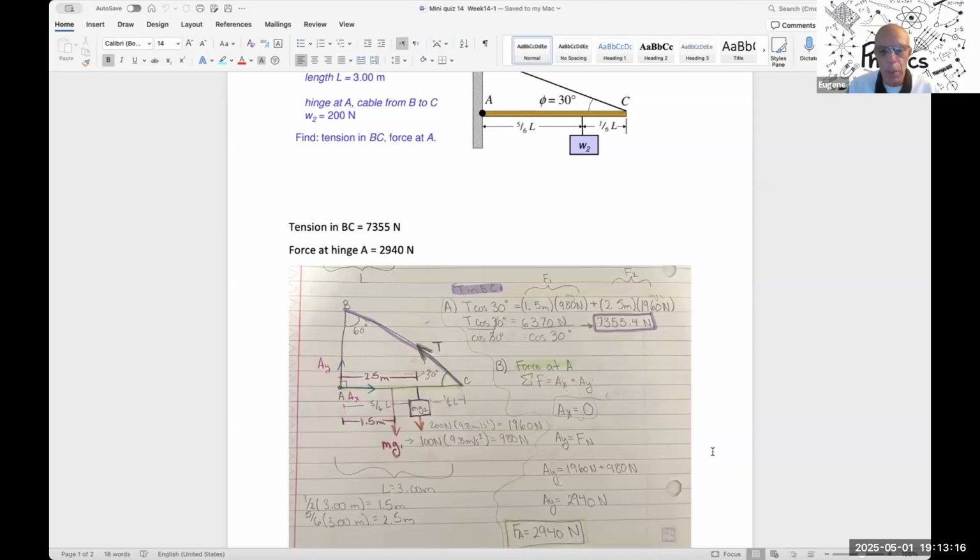And then to know the force at A, you need to calculate T cosine 30, because that is the projection on the x-axis. And that needs to be balanced by the reaction on the wall. Otherwise, the sum of the forces also has to be equal to zero. So it is exactly the same as the projection.